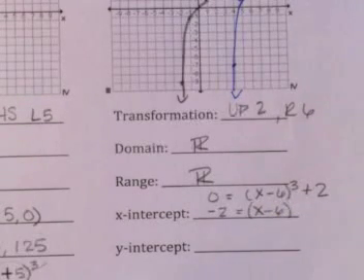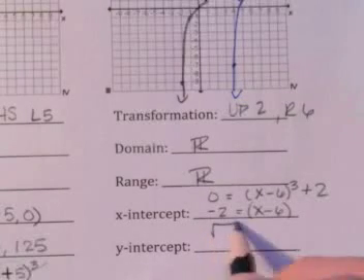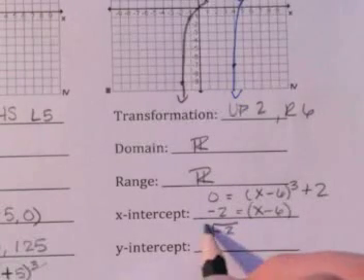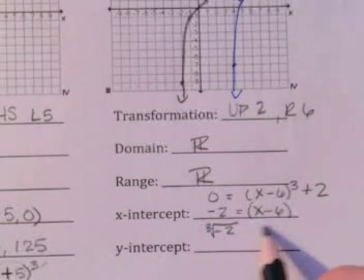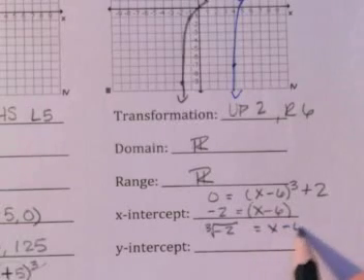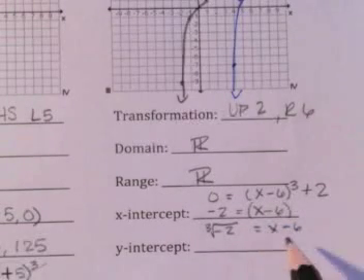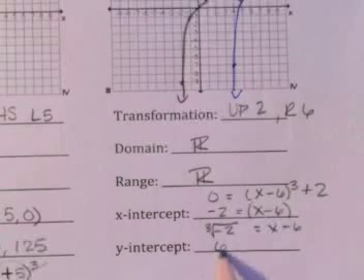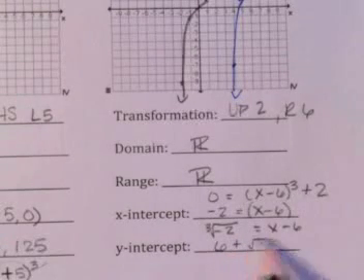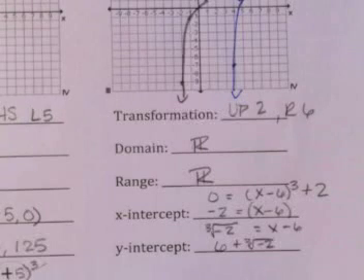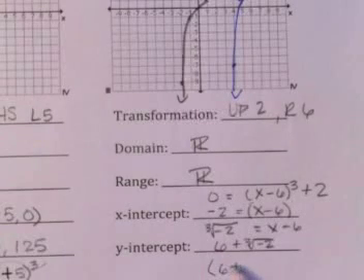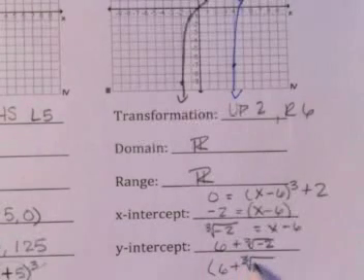And now I take the cube root of both sides. So I have the cube root of negative 2 is equal to x minus 6. And I add 6 to both sides. So I end up with 6 plus the cube root of negative 2. And that's actually where my x-intercept is going to be. I could actually write that as an ordered pair: 6 plus the cube root of negative 2, comma, 0.